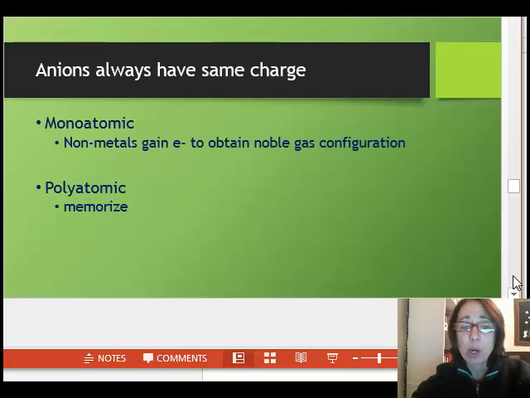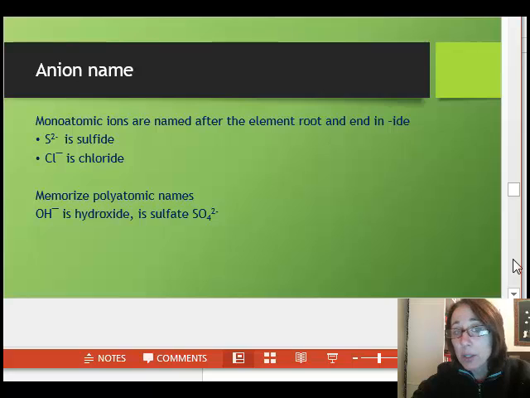Anions always have the same charge and are either monoatomic or polyatomic. Monoatomic ions have a charge based on how many electrons are needed to attain a noble gas configuration. Monoatomic ions are named after the elemental root and the suffix "ide." For example, the anion formed from the sulfur atom is called sulfide and has a -2 charge, while the anion formed from a chlorine atom is called chloride and has a -1 charge.